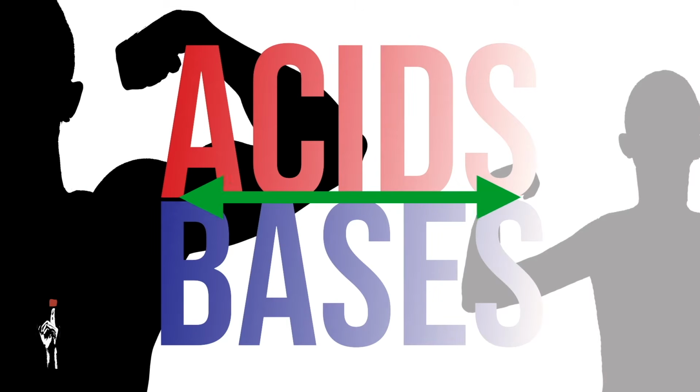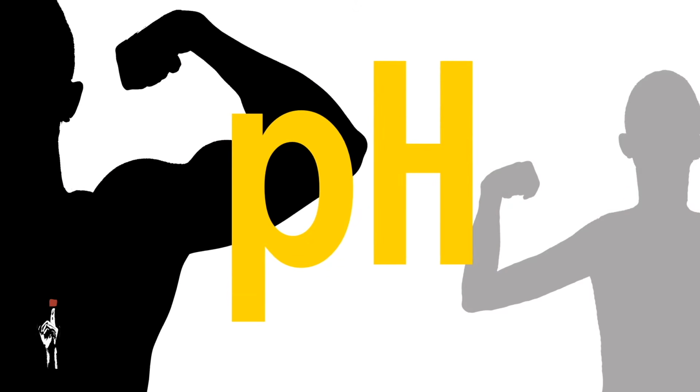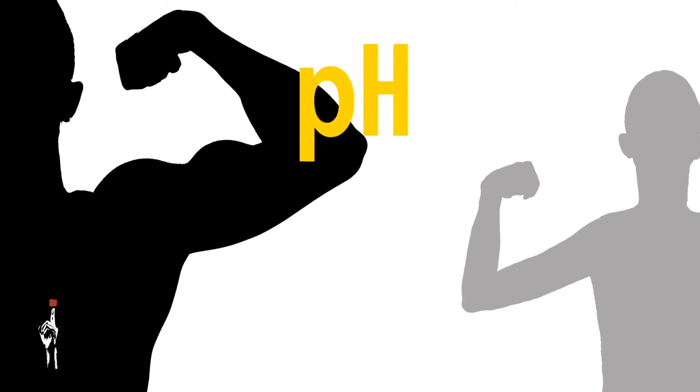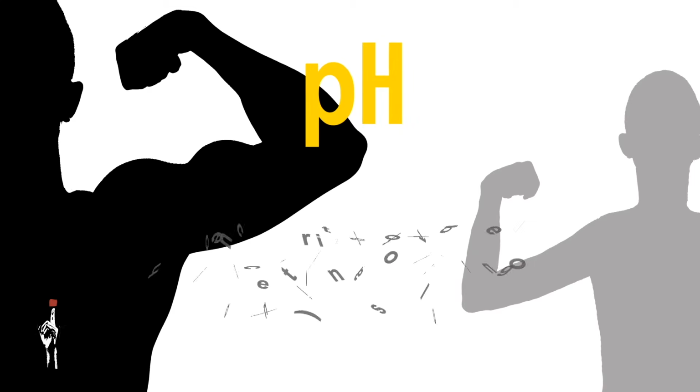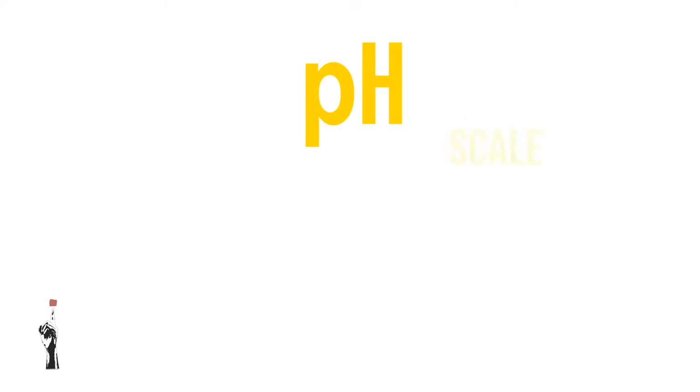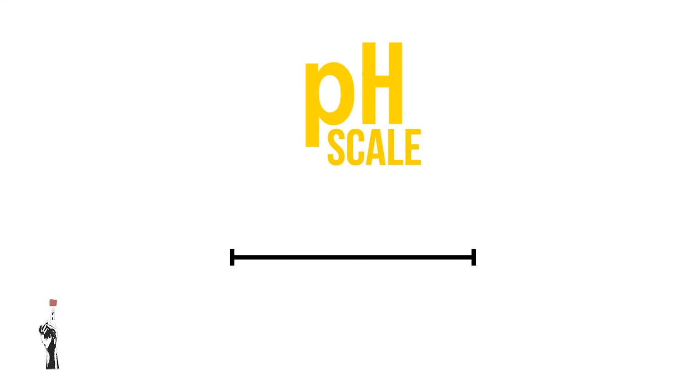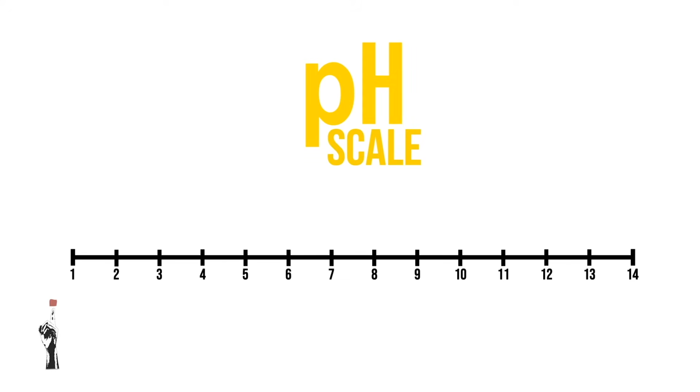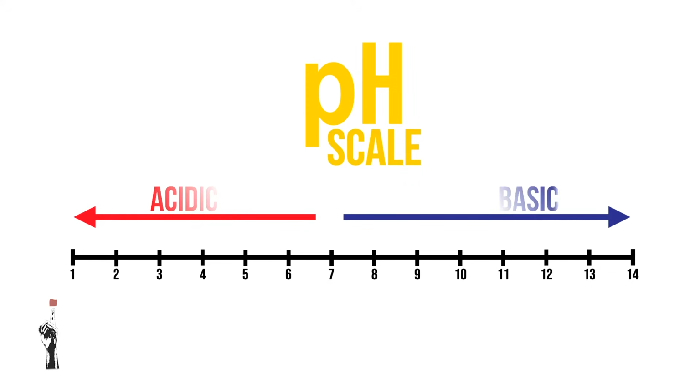The strength of an acid or a base is determined by using its pH. The pH of a substance is an indication of the concentration of hydrogen ions in a solution. The pH scale measures things from 1 to 14. When a substance is considered to be acidic, it has a pH of below 7. When a substance has a pH of above 7, it's considered to be a base. Neutral substances have a pH of 7.